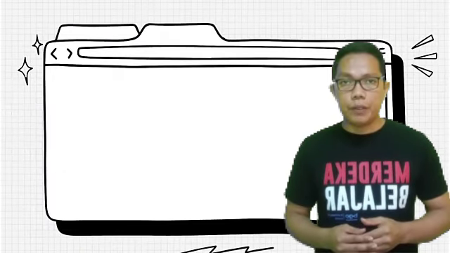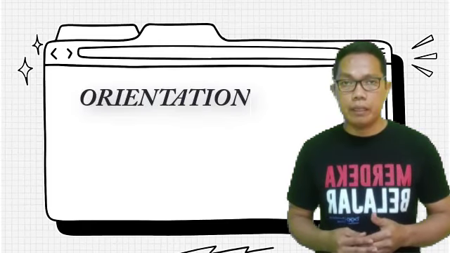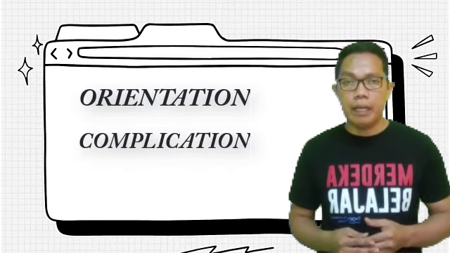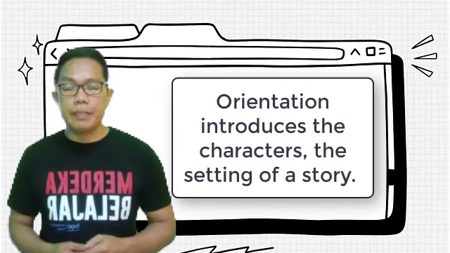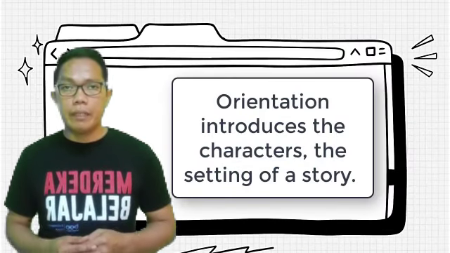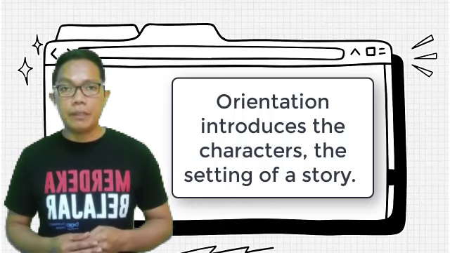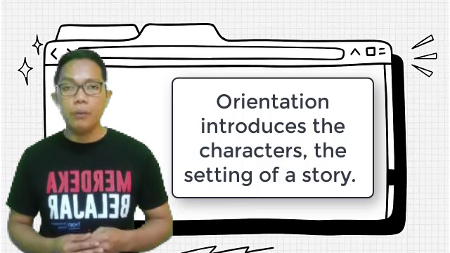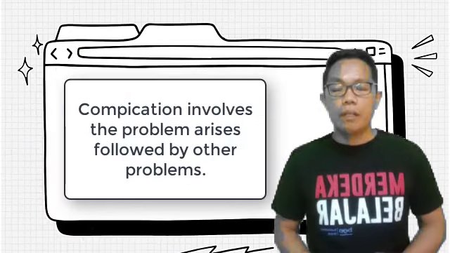The narrative text structure consists of orientation, complication, and resolution. Orientation introduces the characters and the setting of the story. It answers the questions who, where, when, and what.